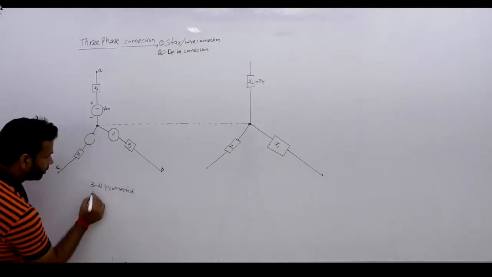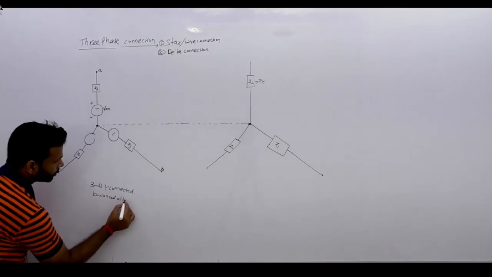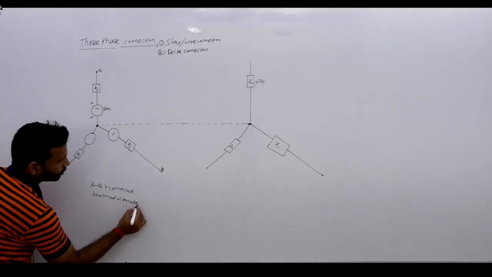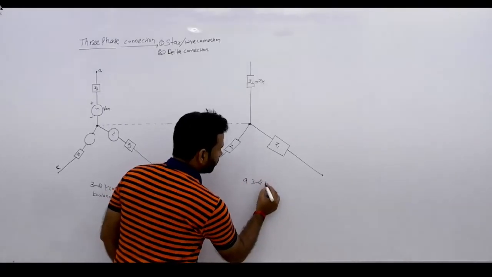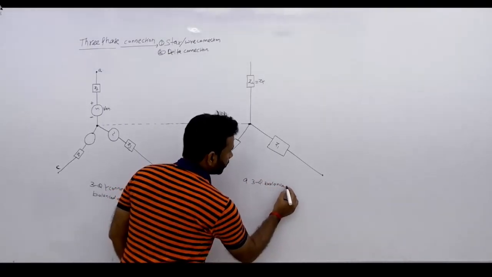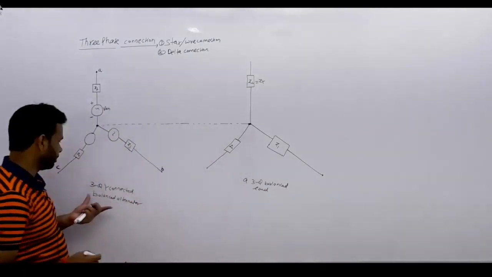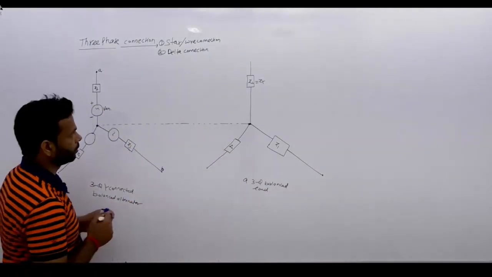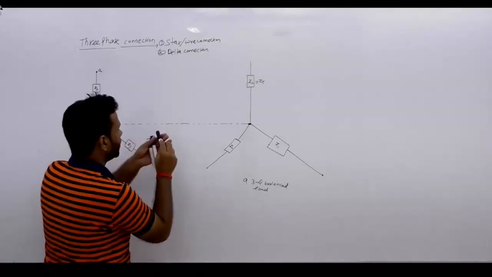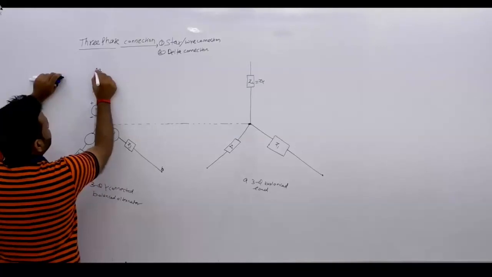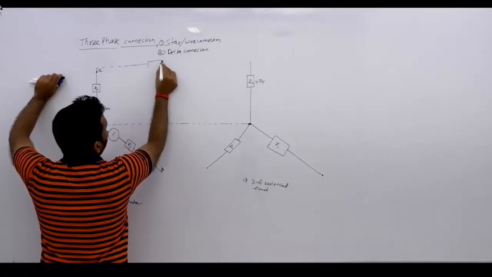three-phase star connected balanced alternator. Okay, now we are also having a three-phase balanced load, and you know the balanced load and balanced alternator meaning. Now this generator is connected to a three-phase load by a transmission line, and your line impedance is ZL.